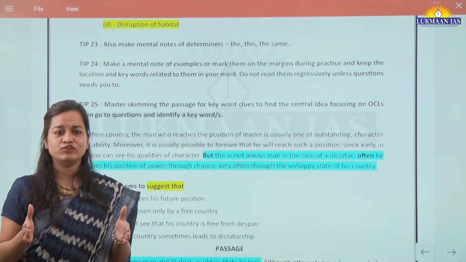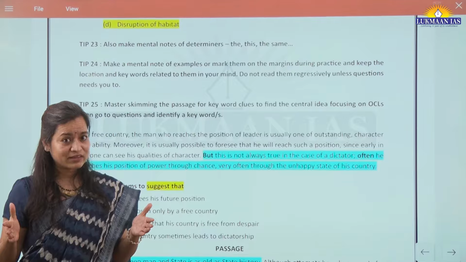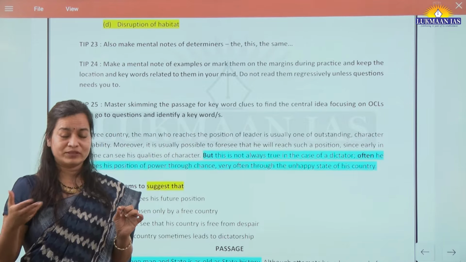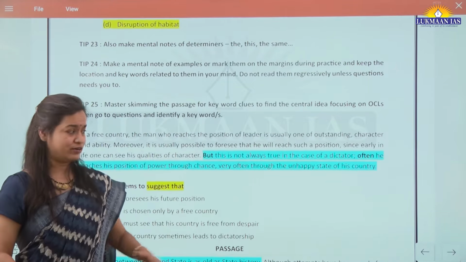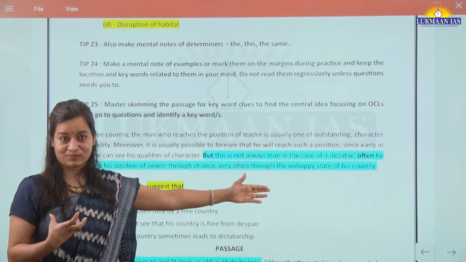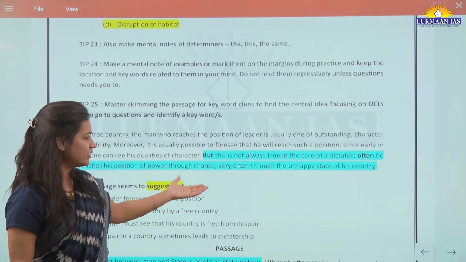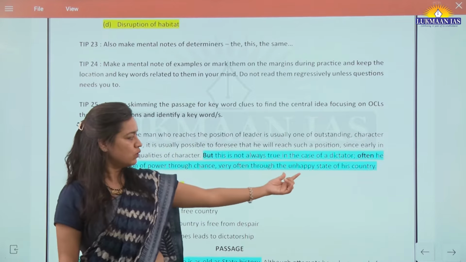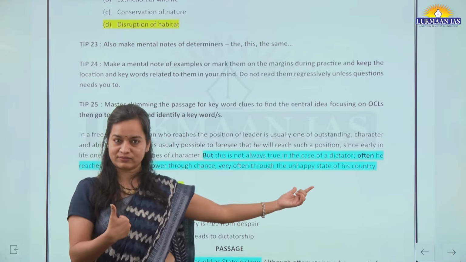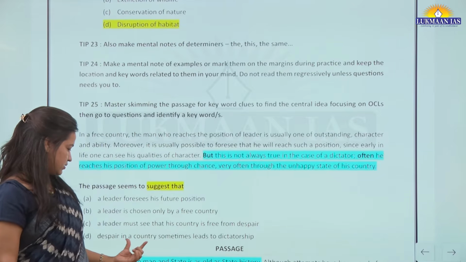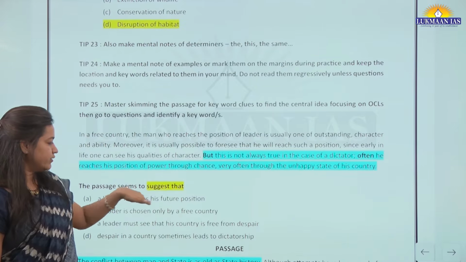At this point, I'd like to bring your focus back to the fact that first lines and last lines are important. Plus, if there is a contradiction with the use of words but, however, yet, that's also an important indicator. In this passage here, but and the last line together makes it very strong. Plus, what makes this part very strong is also availability of a word that gets repeated in other words. Unhappy, despair. Dictatorship, dictator. A leader foresees his future position.